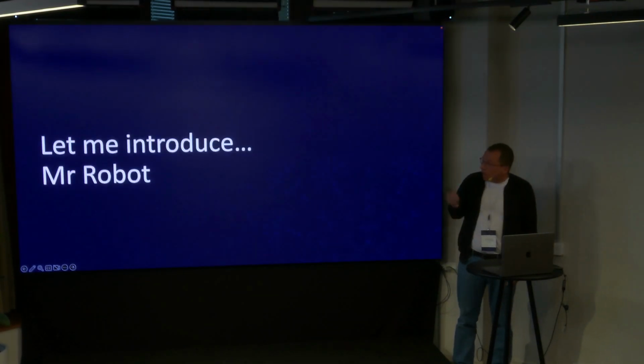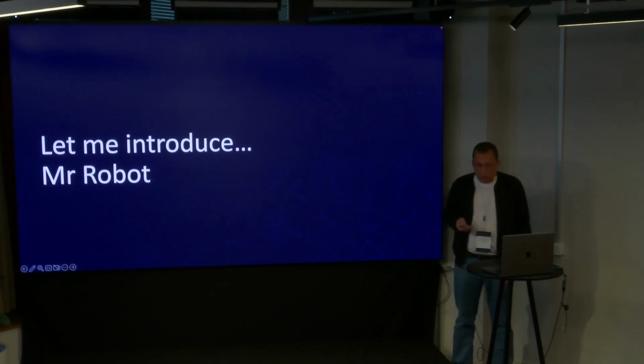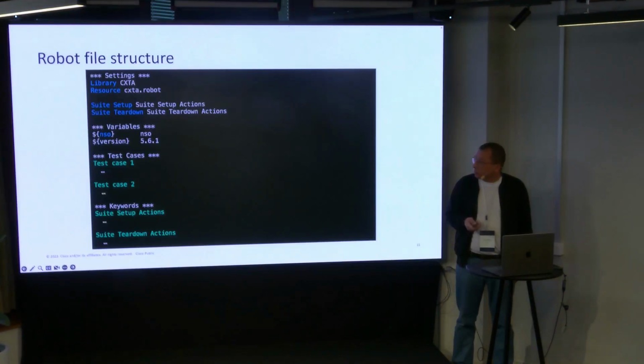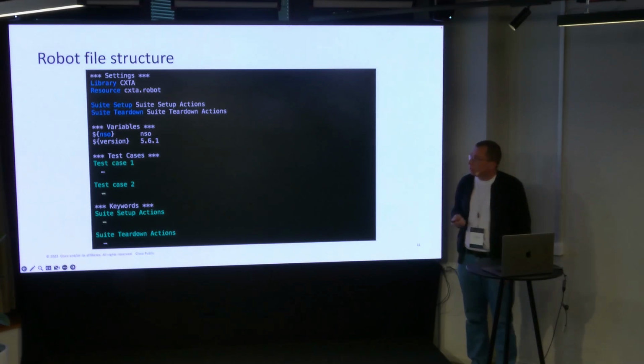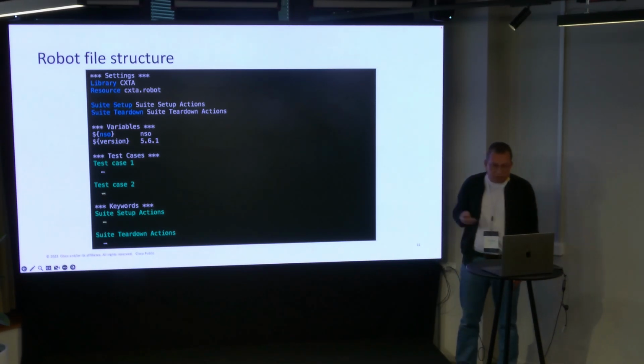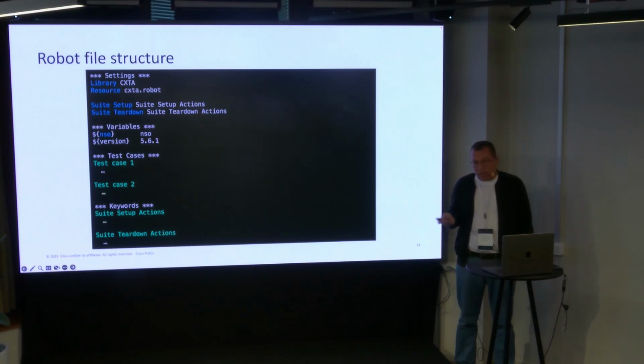So how to build your robot files? This is the very simple robot file structure. It starts with the settings section, which contains the list of libraries you will use. In this case, it's CXTA. It's a Cisco built library. It will have some resources, which are the robot files with predefined keywords that you want to use. It can be reusable. You can reuse those keywords between your projects or your test suites.